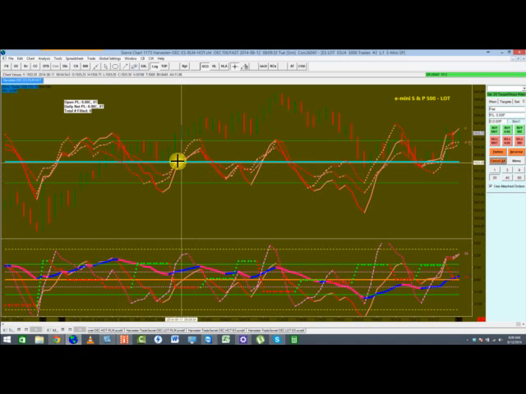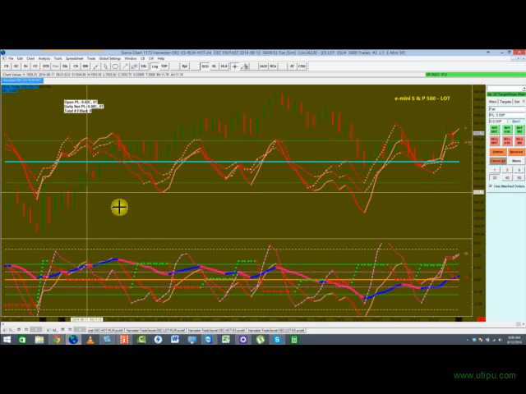When the alpha in line is together with the other lines, yeah, go ahead and enter a position. Go ahead and enter a position. Now, these green horizontal lines here are the upper mids and the lower mids.